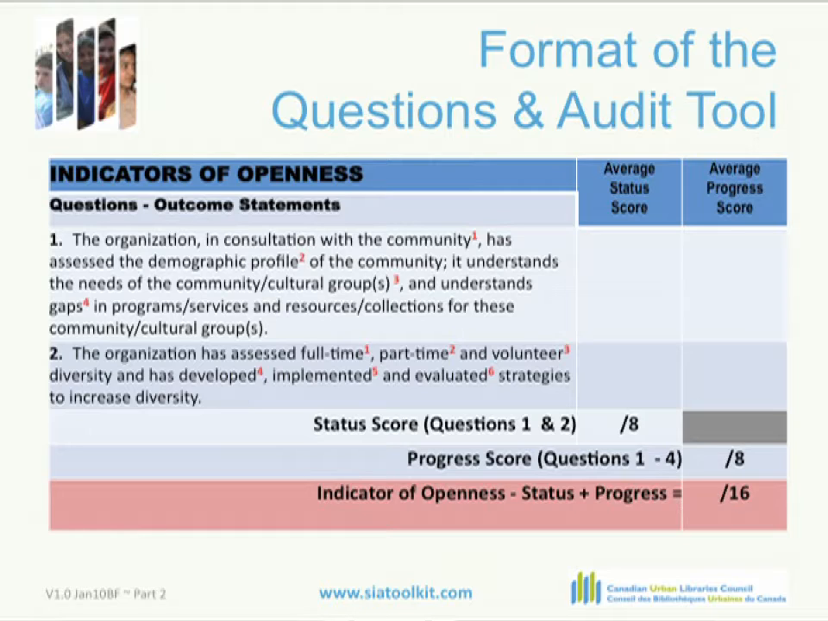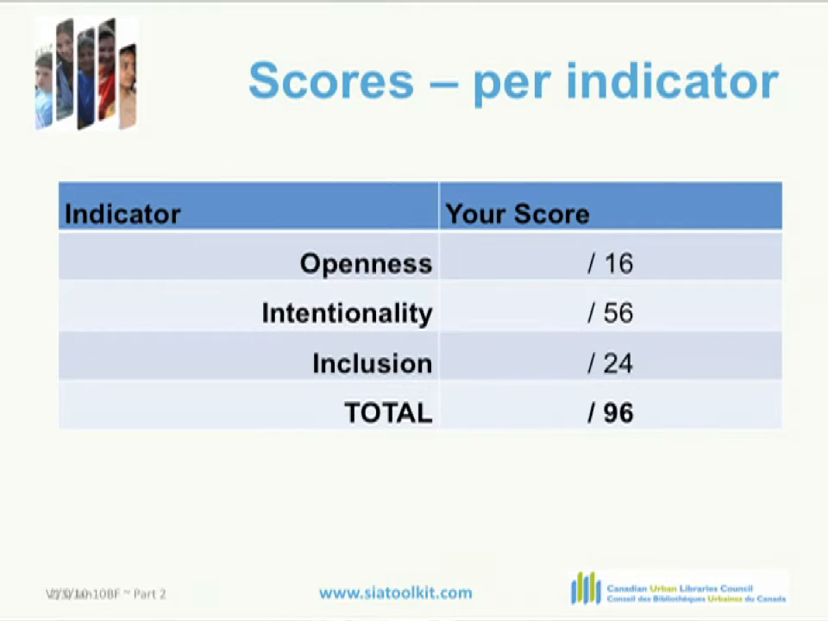You would also do that for progress. And as you can see at the bottom, you summarize the status score for both questions as well as for progress. That allows you to see your status and your progress per question, per indicator, and then you can summarize both to see and have a general sense of how well your organization is doing per indicator.